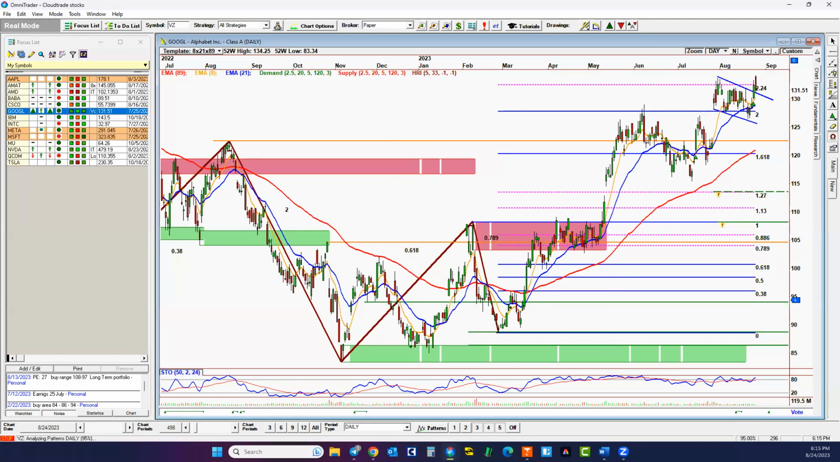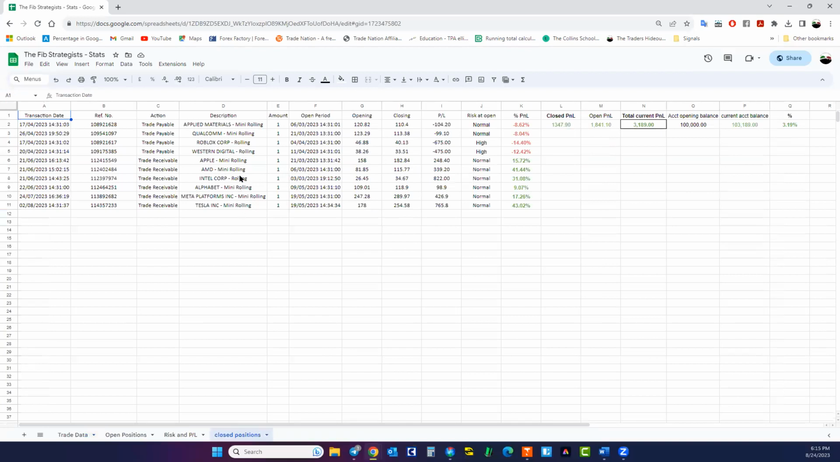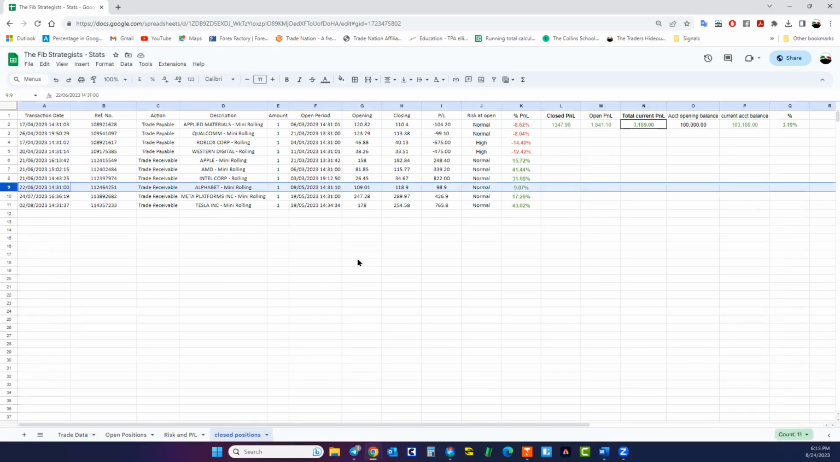Actually, I can pull up that spreadsheet. We can have a look at it. Got it here somewhere. There we go. So these are the current trades, all the open trades, and closed positions. We can just see Alphabet in there, and that trade 109 and then closing at 118.